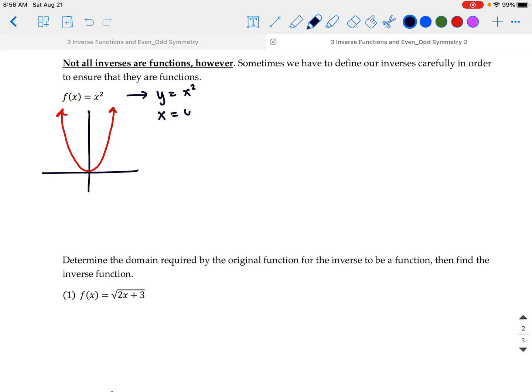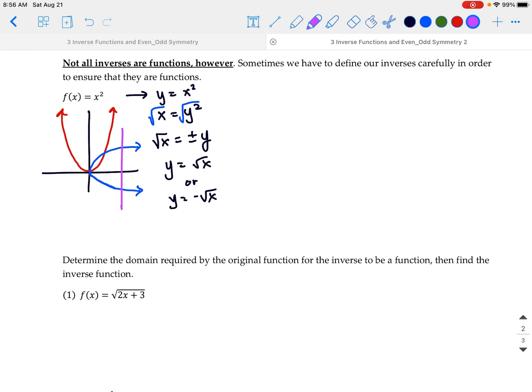what we'll notice is that we're going to have an issue because when I square root both sides as my first step after switching the variables, the square root of x is going to equal plus or minus y, meaning that y is equal to rad x or y is equal to negative rad x. But obviously we can't be both of those things simultaneously because the square root of x will look like this. Negative 1 times the square root of x will be a reflection about the x-axis. And clearly this is not going to be a function by the vertical line test.